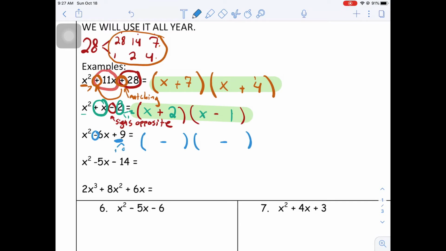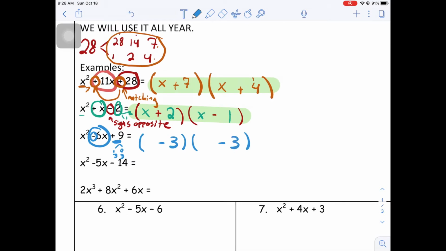9 doesn't have a lot of factors. We have 1 and 9. We have 3 and 3. Well, we need negative 6 in the middle. Okay. So 3 and 3 would give us 6. And because they're both negative, that should give us our negative 6. So negative 3, x and x.